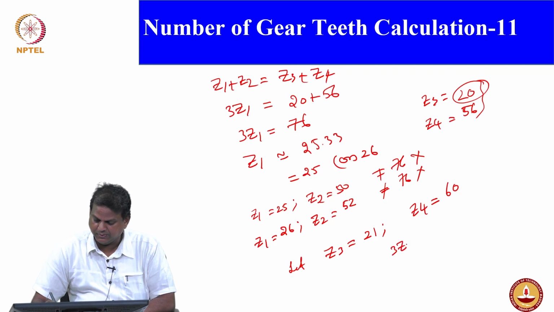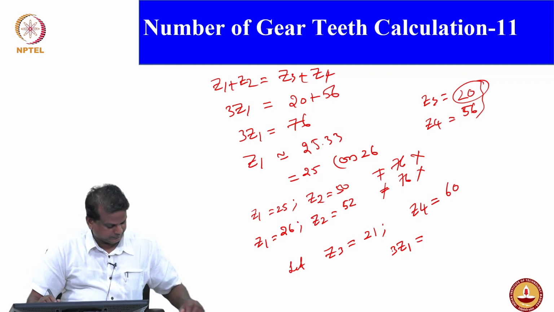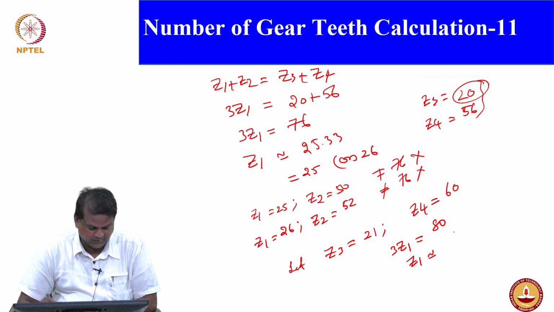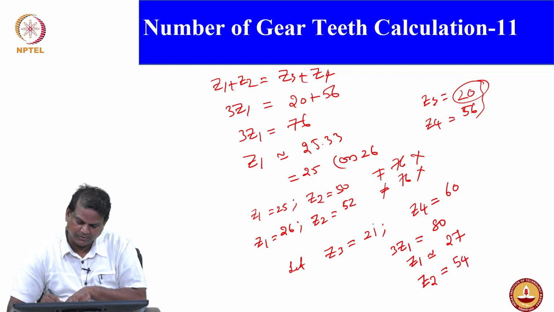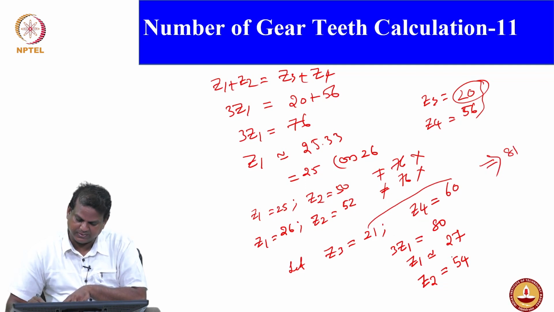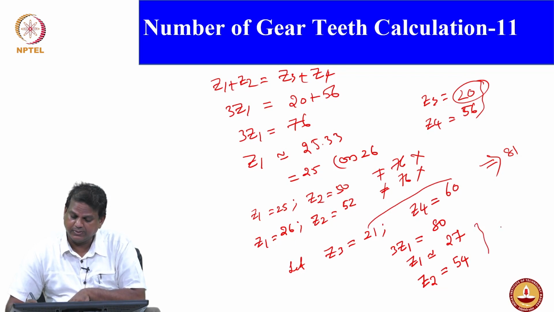So again you redo the calculation. My 3Z1, right, it should come as 80, then Z1 I am approximately considering 27. If I do that, my Z2 should come as 54. Look at this, the new summation 21 plus 60, I should expect 81. Recalculating, Z1 is 27 and Z2 is 54, a summation you would expect 81. So that is matching.